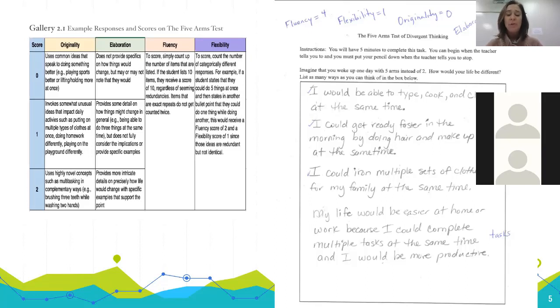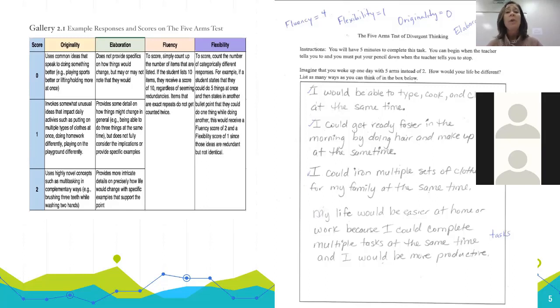I could iron multiple sets of clothes for my family. Again, it's a task. And then the third one, my life would be easier at home because I could complete multiple tasks at the same time and I would be more productive. As you can see, all 4 of these listed items are about how their life would change. There's no variance in the flexibility. Every single one of this child's lists has to do with tasks.